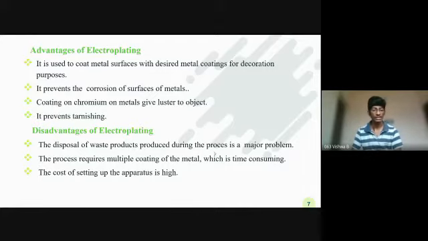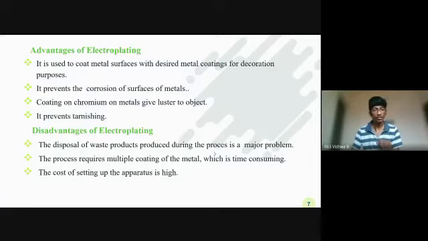It prevents tarnishing. Tarnishing is when the surface gets a dim color, less bright, less shiny. So it prevents the tarnishing for a long period of time. Okay, let's come to the disadvantages.